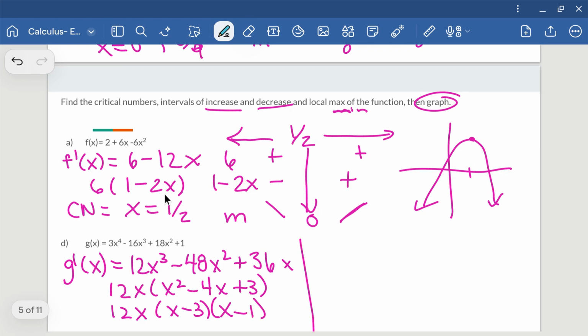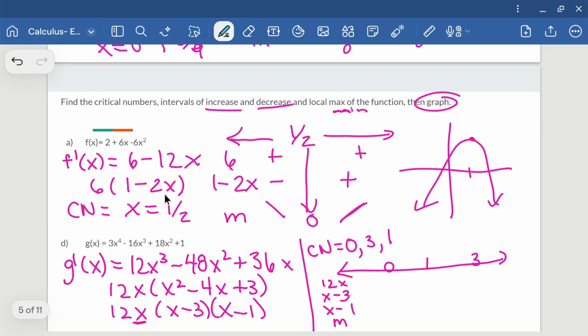Now from here, we'll look at each of our factors. So our critical numbers are going to be 0 from this one here, 3, and 1. So making our number line, and this is going to get a little squished, we have 0, we have 1, and we have 3. And then our factors, you have 12x, x minus 3, x minus 1, and we want to know what's happening with our slope.